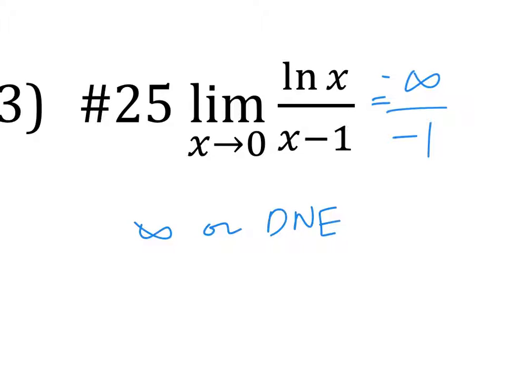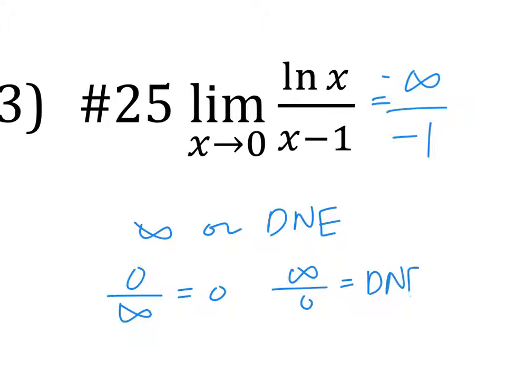Remember, only 0 over 0 or infinity over infinity is L'Hopital's rule. Other than that, if you get 0 over infinity or infinity over 0, well, actually, what is 0 over infinity? 0, right? 0 divided by a very large number is just 0. What is infinity over 0? Does not exist. Okay, so not everything is indeterminate.